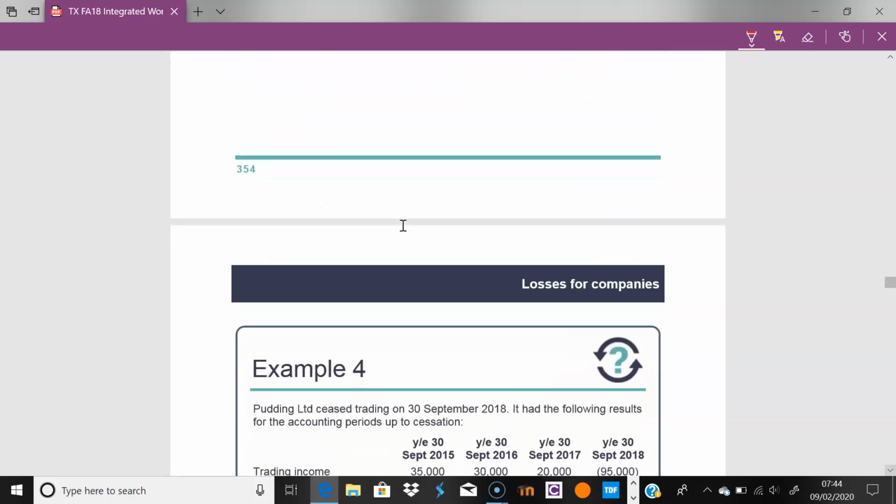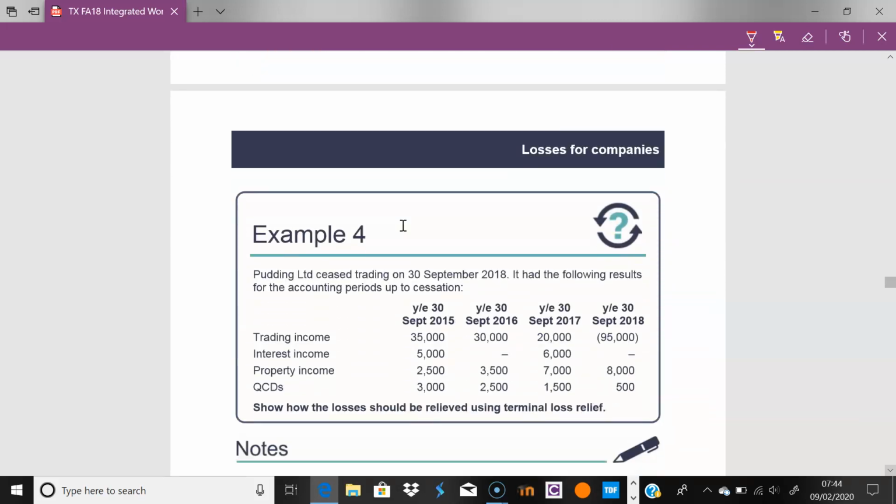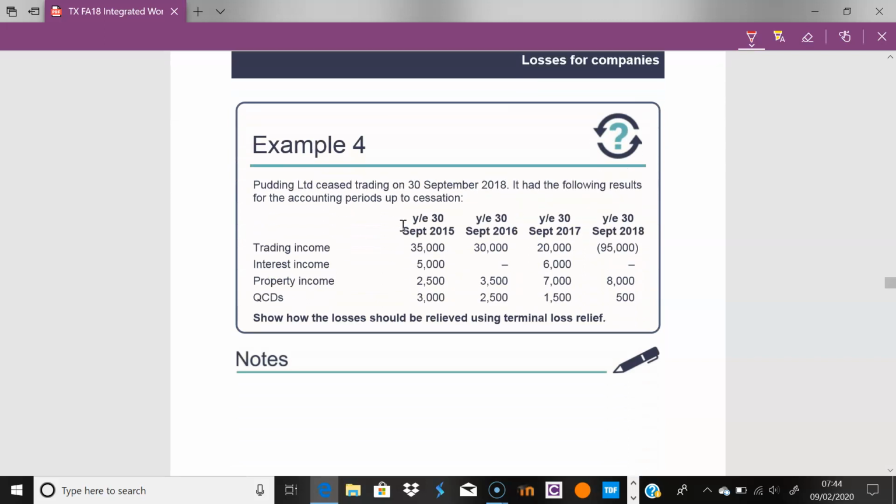So what am I saying? Let's come to this example straight away, and I'm just going to do this live on here. What are we saying here? This company has come to an end. We have the 95,000 loss. Of course, I'm going to use it. You carry it back 3 years, 1, 2, 3, against total profits. There's potential, of course, to lose QCDs at that risk.